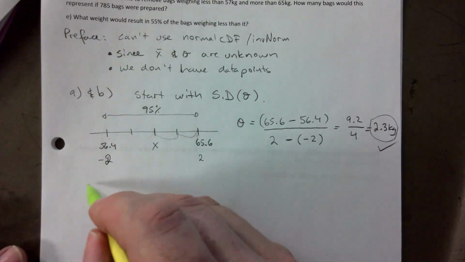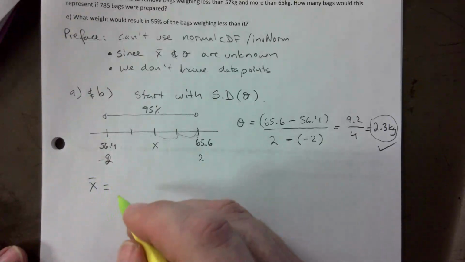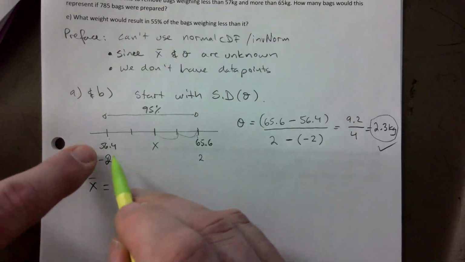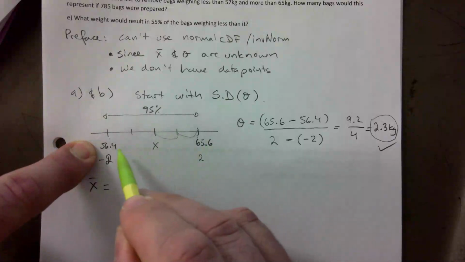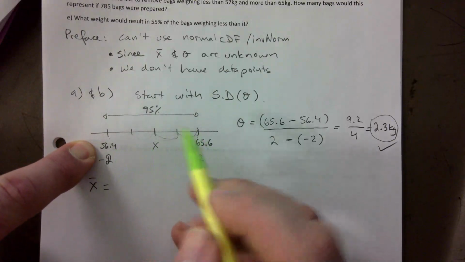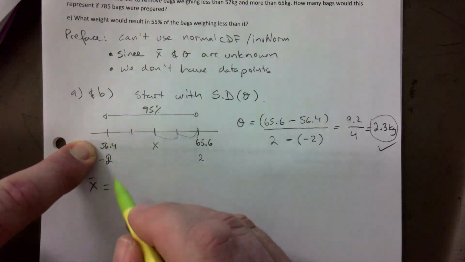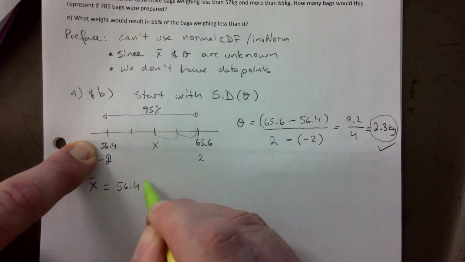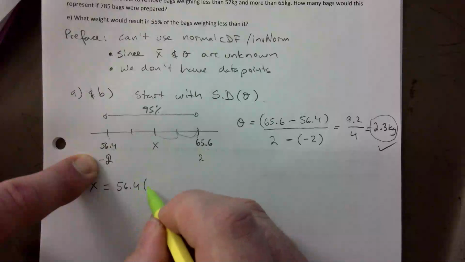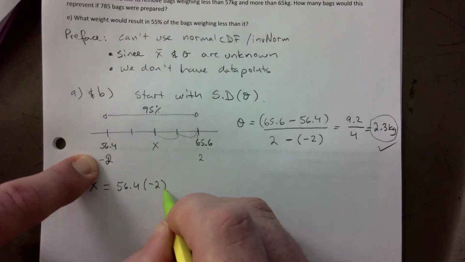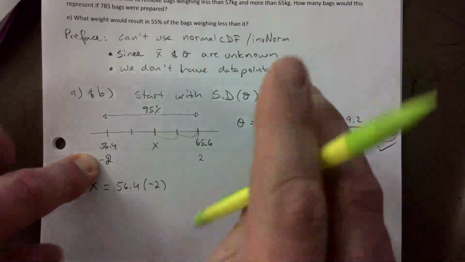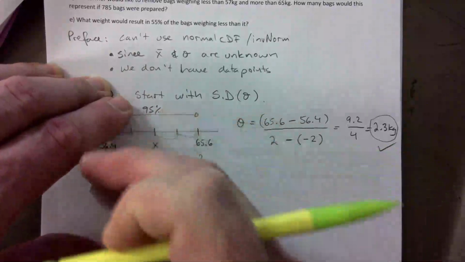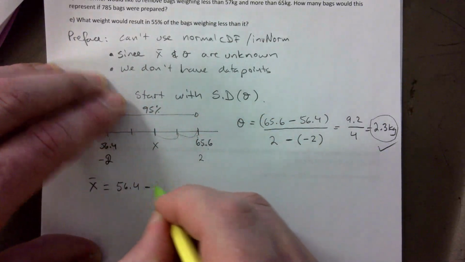Now I'm going to find the mean, and I'm going to use my formula. Okay, this is where you need to pay attention. You can pick either one of these values as your x value. If you use this as your x value, because that's what the formula calls for, you go 56.4. What's the z-score for this one? -2. Okay. Sorry, I'm looking at the wrong formula. Sorry, guys. Calm down, I got it.